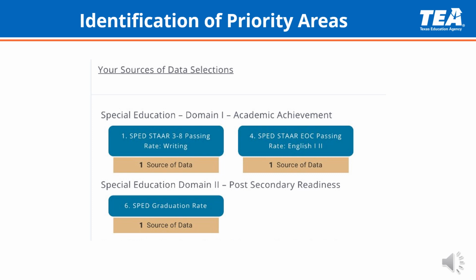Clicking on the LEA Sources of Data Selections heading will display all the potential areas of need selected on the Review Sources of Data page. Based upon the areas of need selected by the district leadership team during the data review, the team should be able to identify priority areas aligned to indicators contributing to low performance in targeted program areas.